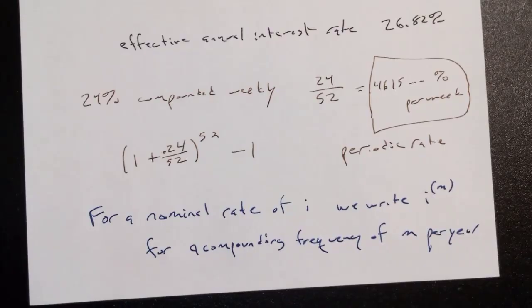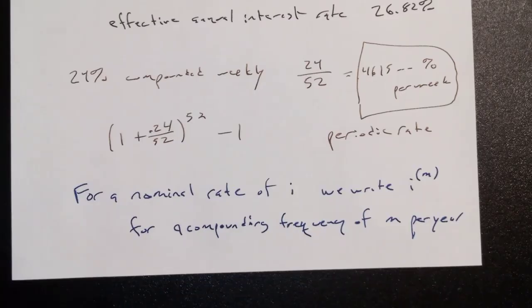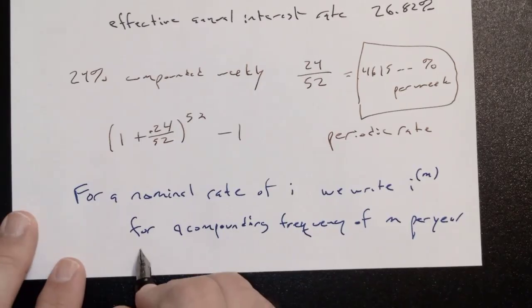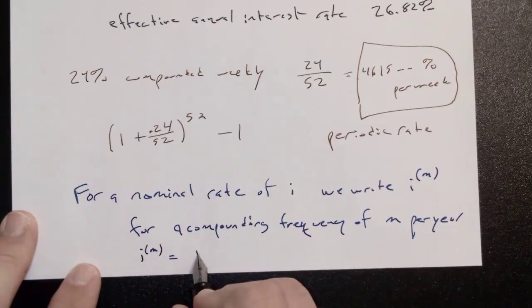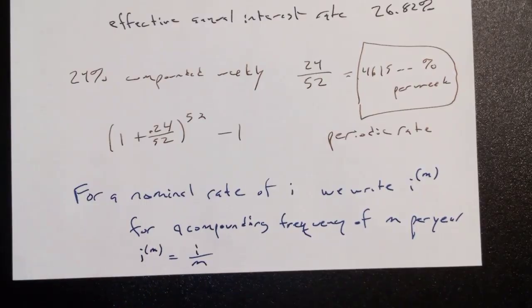And that means I want to compound that interest rate at M times a year, which means my per period rate is I divided by M.